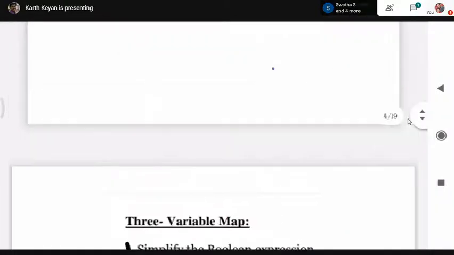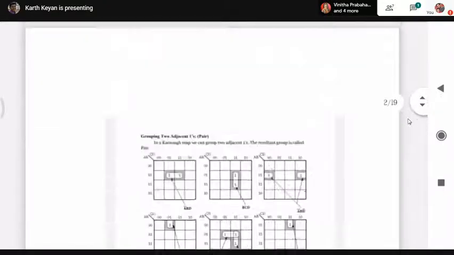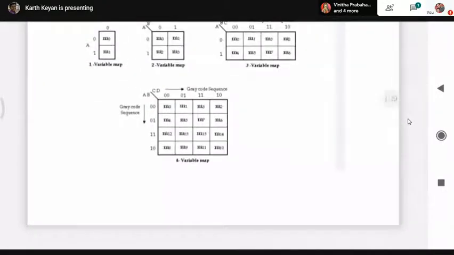I'm going to have a 4 variable map. So this is the 4 variable map. Next is the 3 variable, 2 variable, and 1 variable map. Sir, how do I start to map?